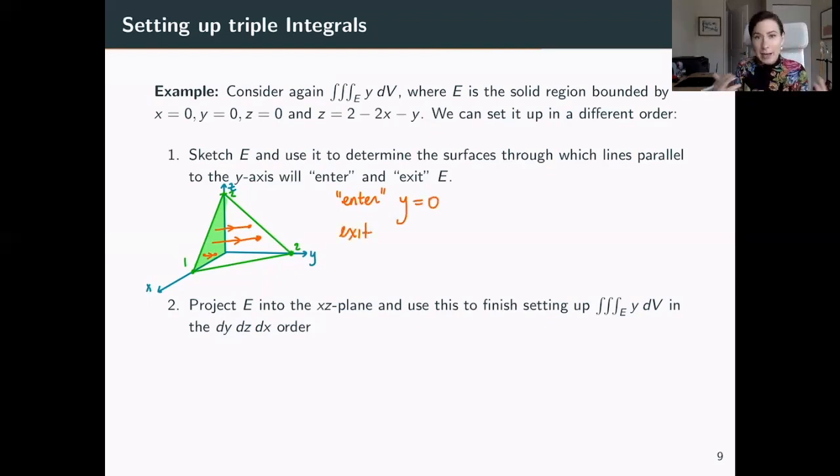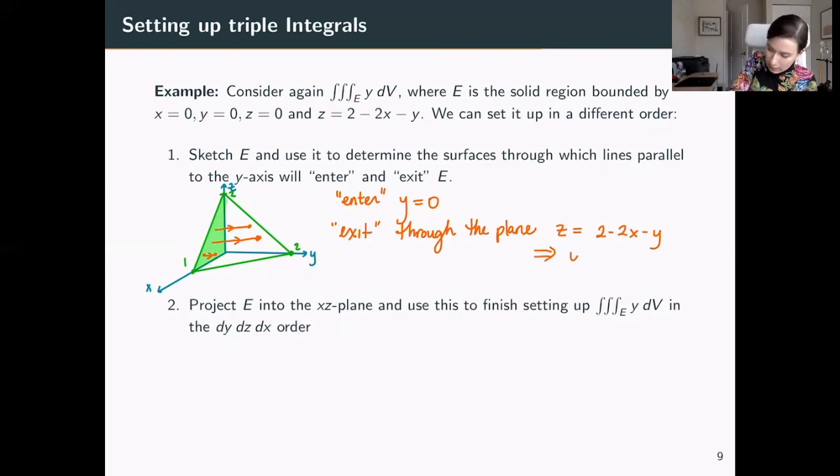And we're always going to exit in the same idea. We exit through the plane, but I don't want to have it in terms of my z value. I want it to be in terms of y. So we exit through the plane z equal to 2 minus 2x minus y, but that's going to be the same as y equal to 2 minus 2x minus z. My entrance and my exit are in terms of y rather than z.